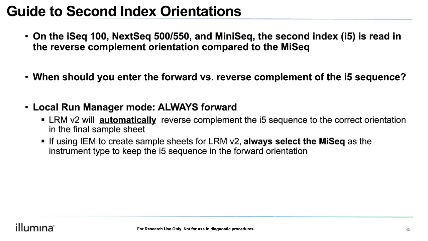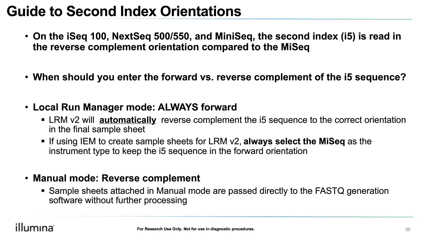If you are using Local Run Manager mode, always use the forward orientation for the I5. The reason is that if you are using IEM to create the sample sheet for Local Run Manager, IEM already reverse complements I5 for the NextSeq instrument. So if you're using IEM, just always select MiSeq as the instrument so that we can keep the I5 sequence in the forward orientation. And Local Run Manager will automatically reverse complement I5 to the correct orientation in the final step.